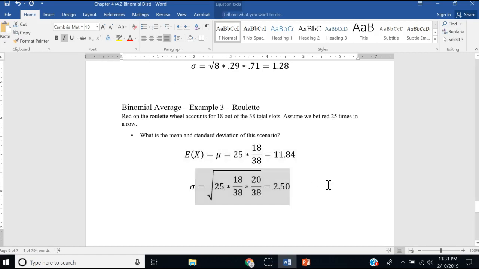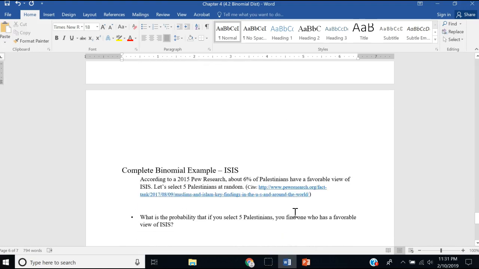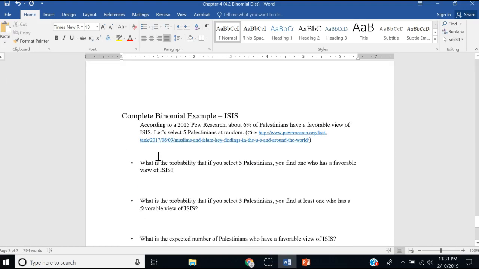All right. Binomial distributions have these really nice means and really nice standard deviations. Now, how this is going to look on a test or a homework scenario, it's going to look like this. Let's go back to the ISIS example.